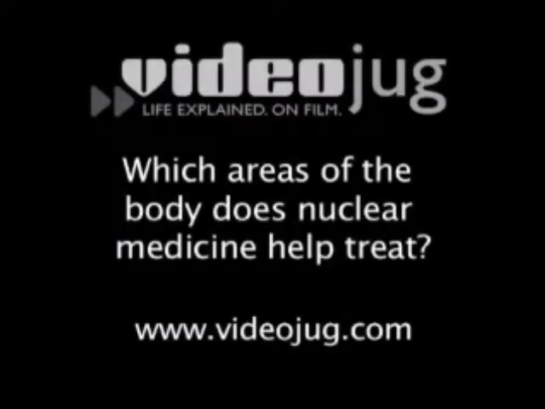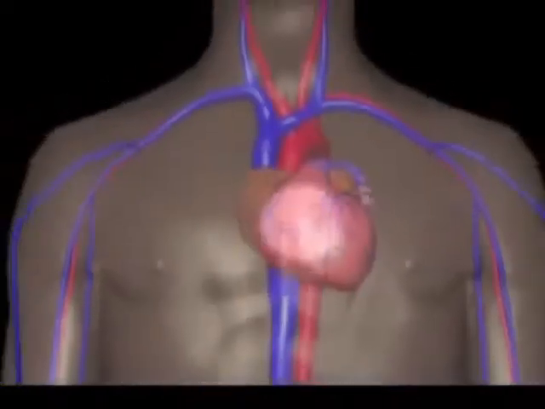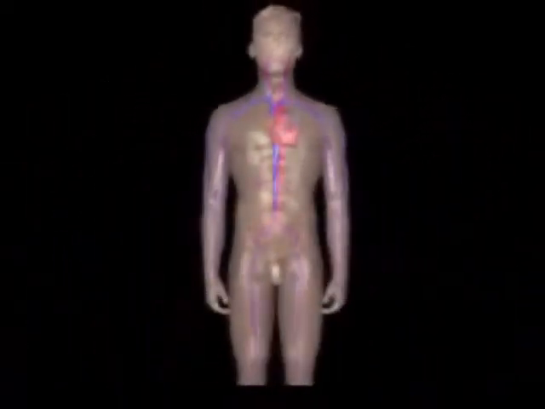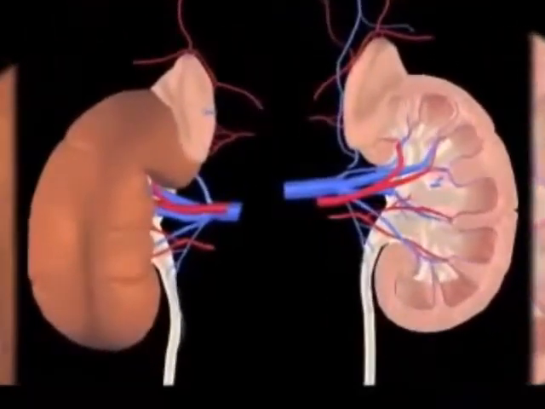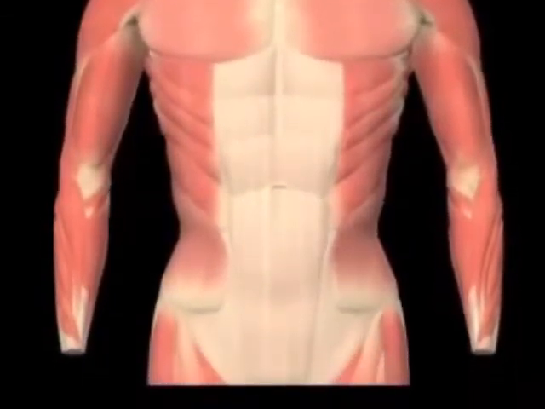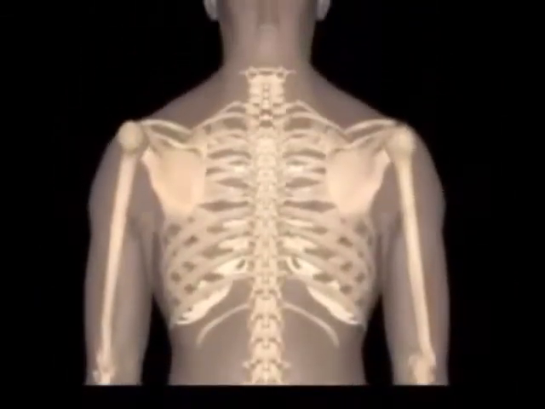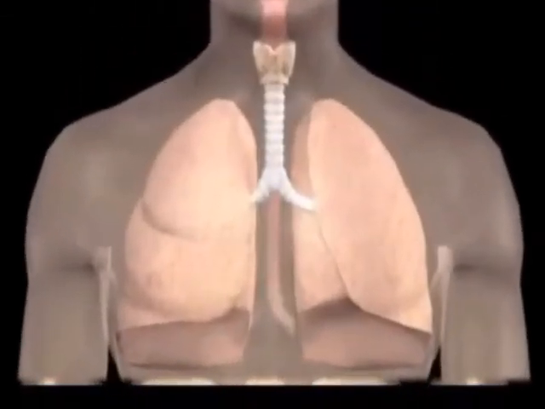What parts of the body does nuclear medicine help treat? Well, nuclear medicine is used, as I said, for all organ systems in the body: central nervous system, the heart and major vessels, the gastrointestinal tract, the urinary system, including the kidneys, soft tissues, the bony skeleton, and the lungs. So basically, every organ system is touched upon by nuclear medicine.